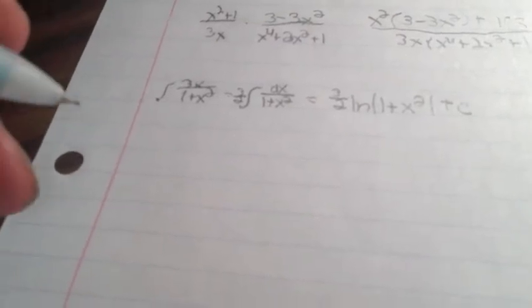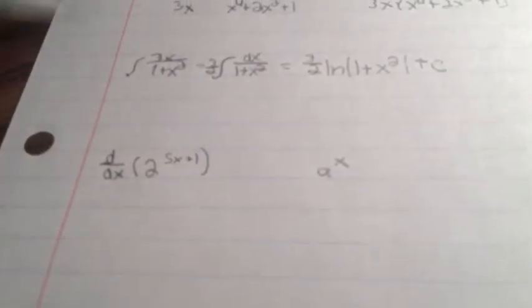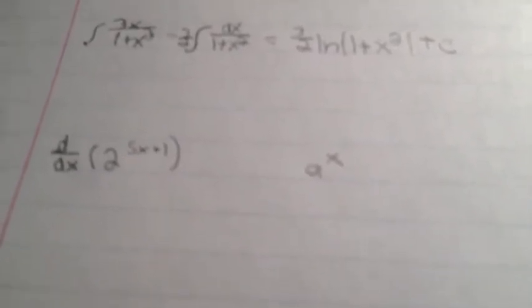Now, for my third and final problem, my problem is going to be d over dx, the derivative of 2 to the 5x plus 1. Now, the general form for this equation is a to the x, where in this case, this x function right here is going to be 5x plus 1, and a is going to be 2. Now, this is a general rule that we learn in physics. I mean, not physics, I'm sorry, calculus.